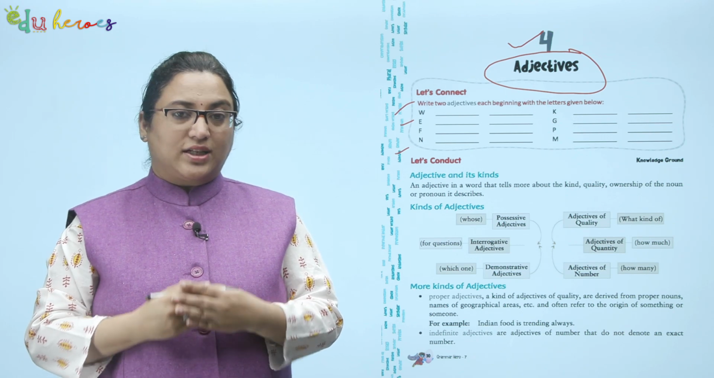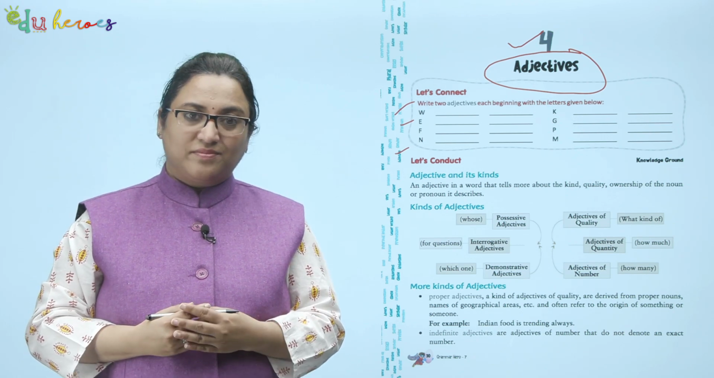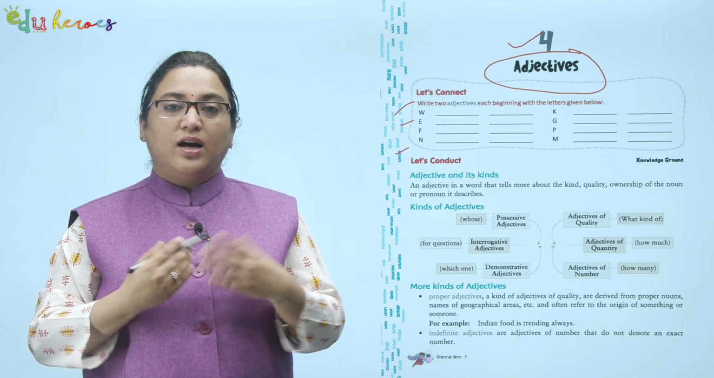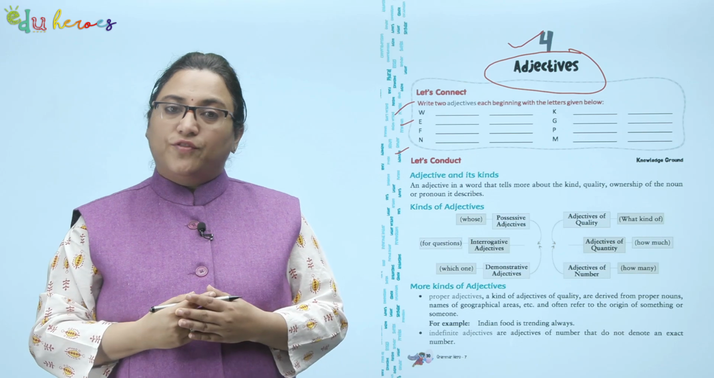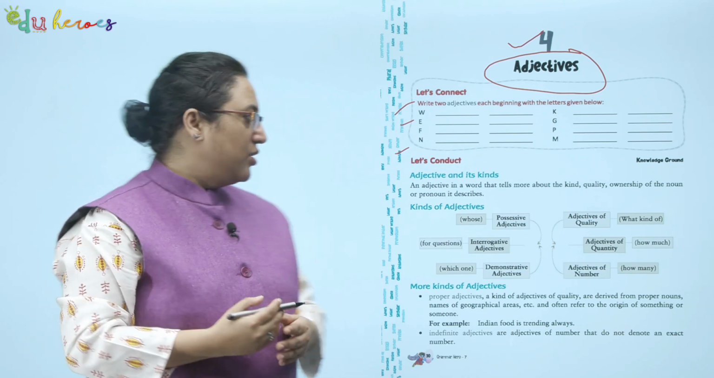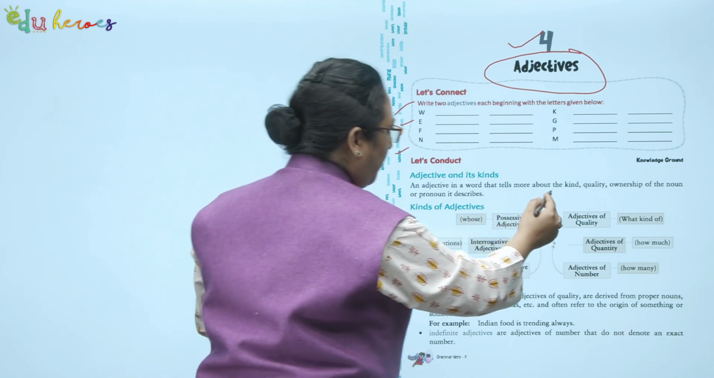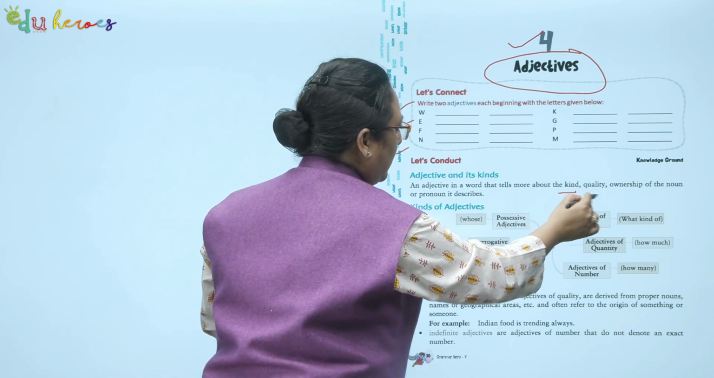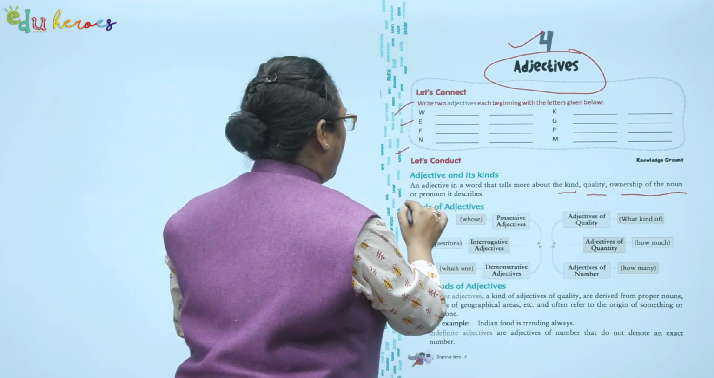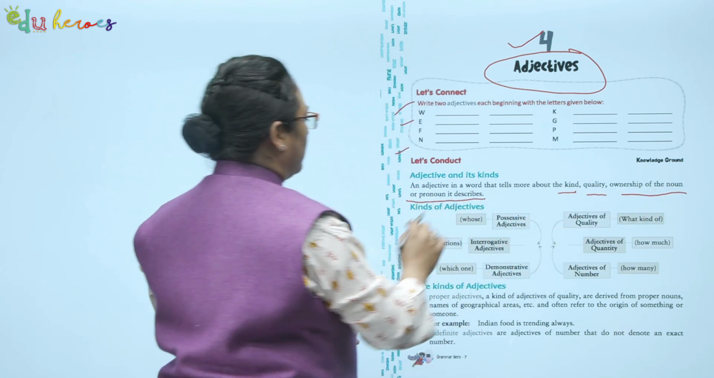Let's study adjective and its kinds. An adjective is a word that tells more about the kind, quality, ownership of the noun or pronoun it describes. So this is the keyword for us to remember. Kind, quality. It describes the quality, ownership of the noun also, and pronouns.